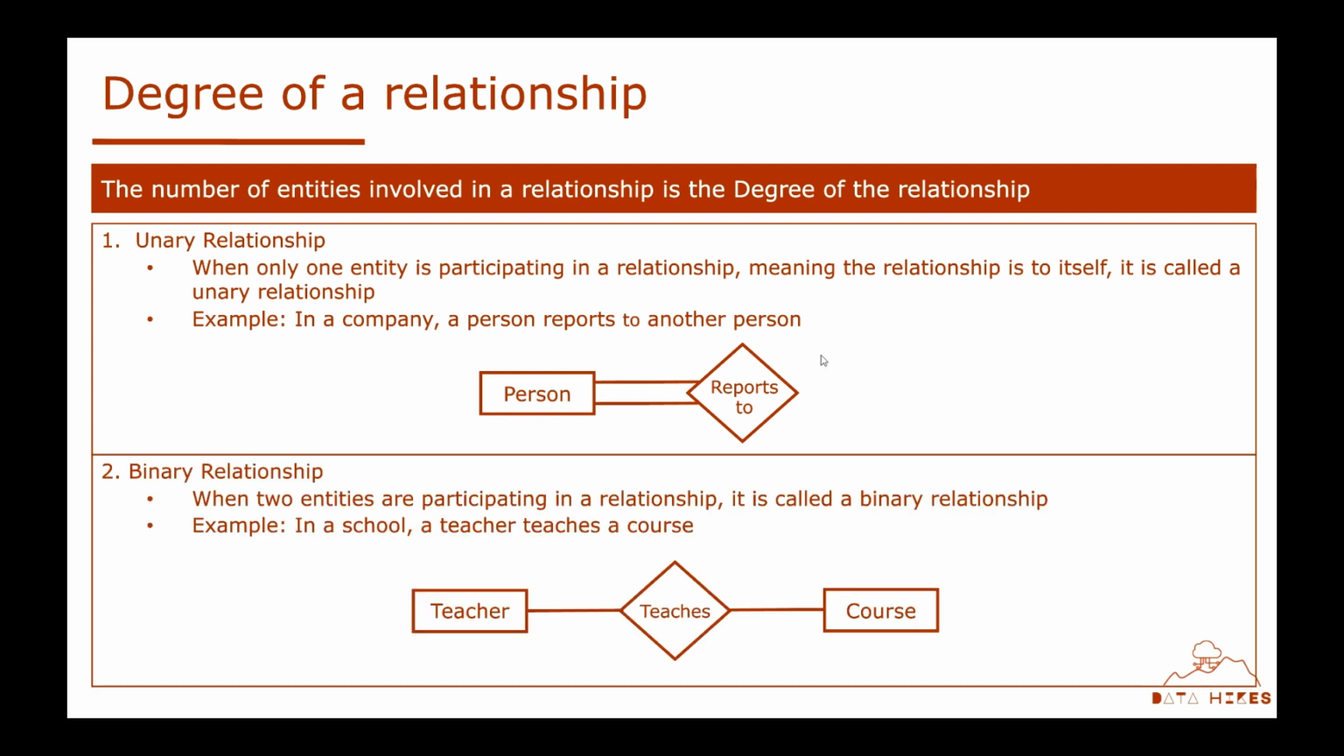The second type is a binary relationship. When two entities are participating in a relationship, it is called a binary relationship. Again, the same example, a teacher teaches a course. And this is the kind of relationship that you will come across the most in an ER diagram, where there are two entities associated with one relationship.